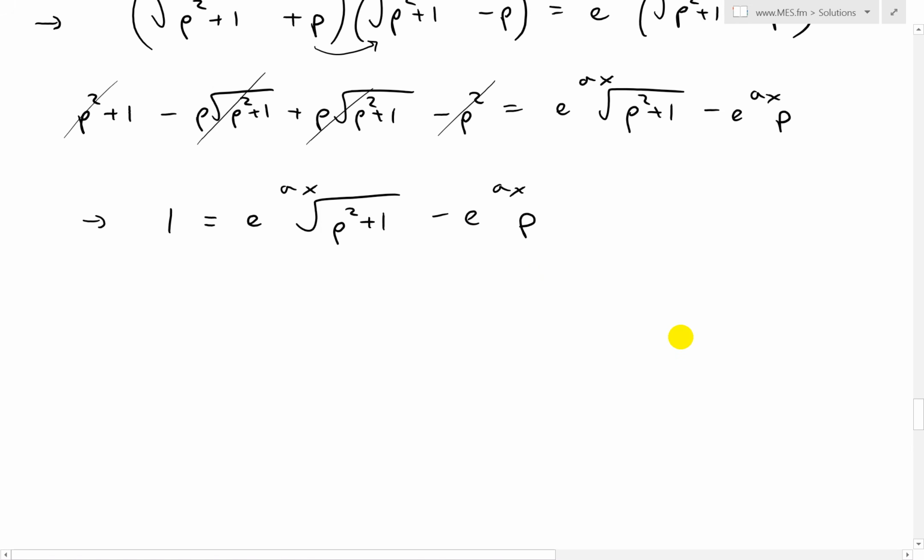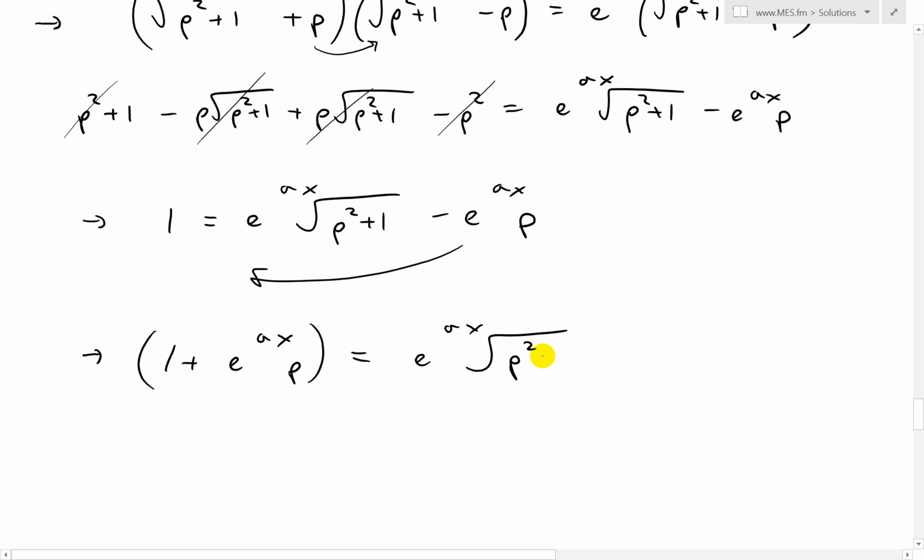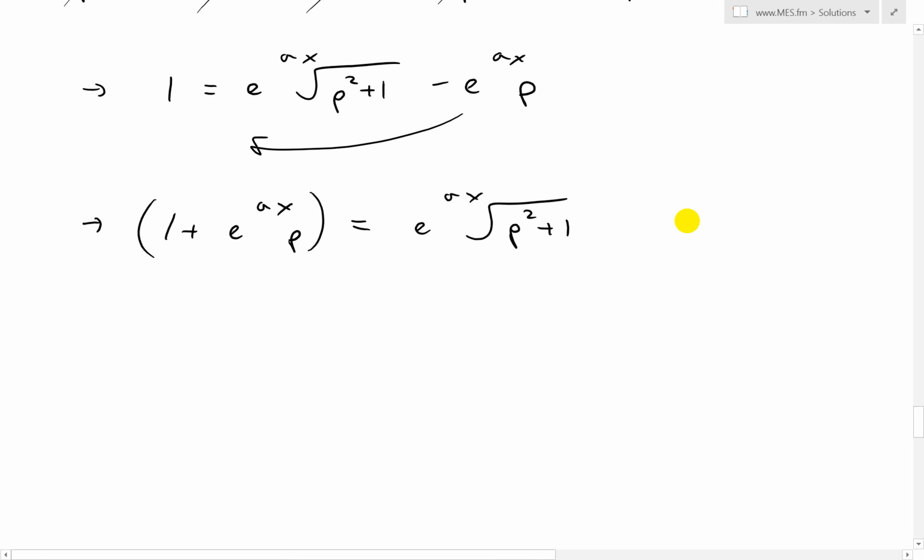And now what we want to do is move this over, and then we're going to square both sides, so we get rid of the square root. So what we get is 1 plus e^(ax) p, like that. Again, this is just going to be a lot of algebra. And then equals, on this side, e^(ax) square root p squared plus 1. Now we're going to square this, and just expand that out.